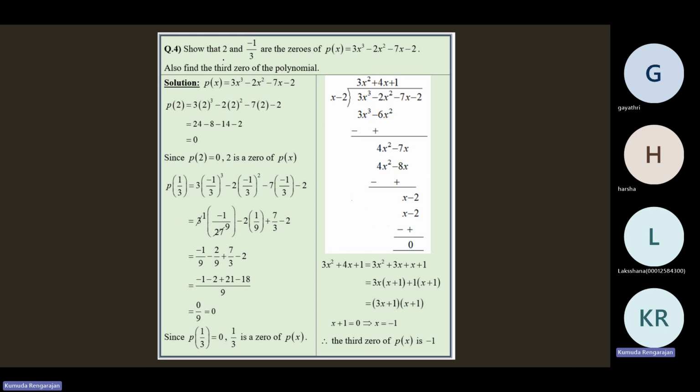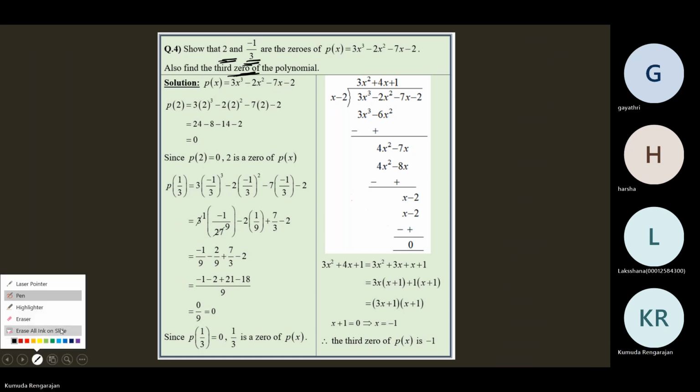A cubic polynomial has a maximum of 3 zeros. Two of the zeros are given to you. You should show that these two are the zeros. You must show that they are zeros. So two of the zeros are given to you. You must find the third zero. You must show that these two numbers are the zeros of P of x, and you should also find the third zero. Understand the question?